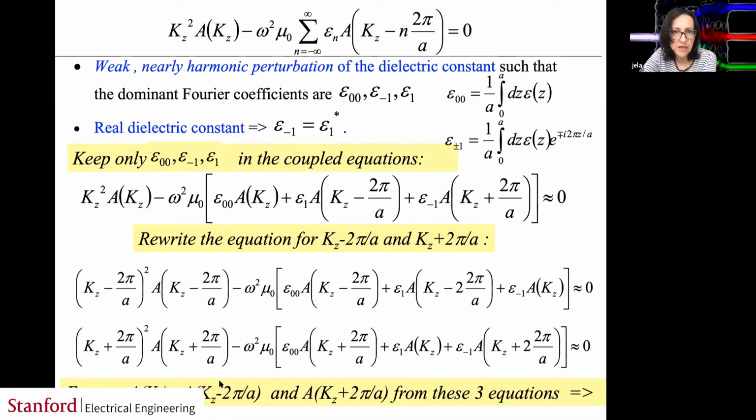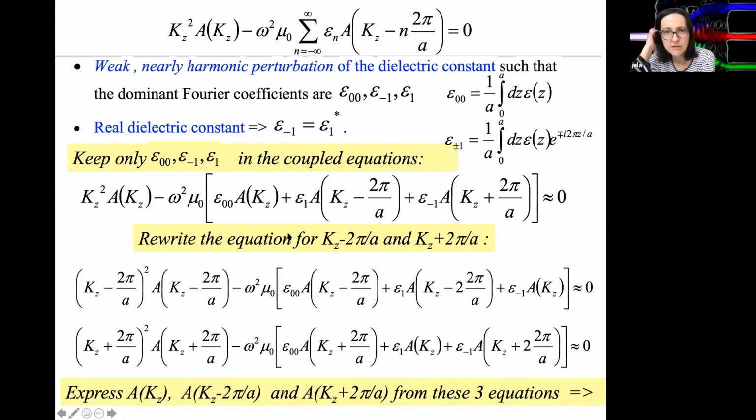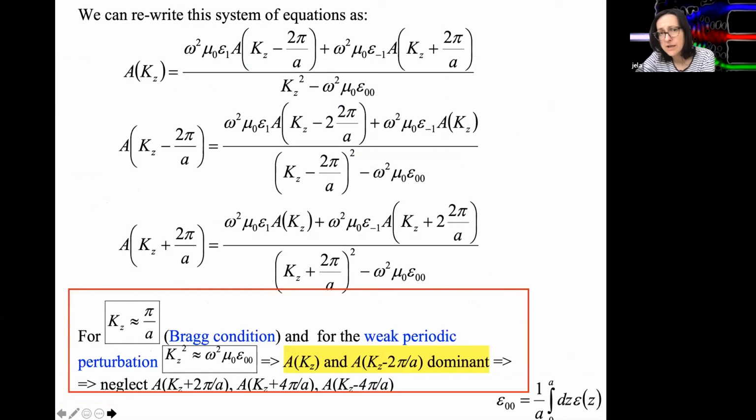Okay, so we have three equations that we wrote, right? We neglected everything other than the first and zeroth order Fourier coefficient. And we also rewrote it for k minus 2 pi over a, k plus 2 pi over a. What I will do now, instead of just writing homogeneous, I mean, this is already a homogeneous system of equations, right? And it's already truncated, but I will just express a of k minus 2 pi over a, and a of k plus 2 pi over a from these three equations to see if I can actually truncate it further, right?